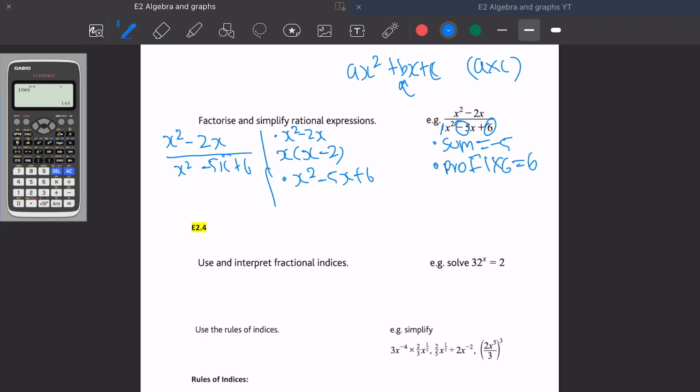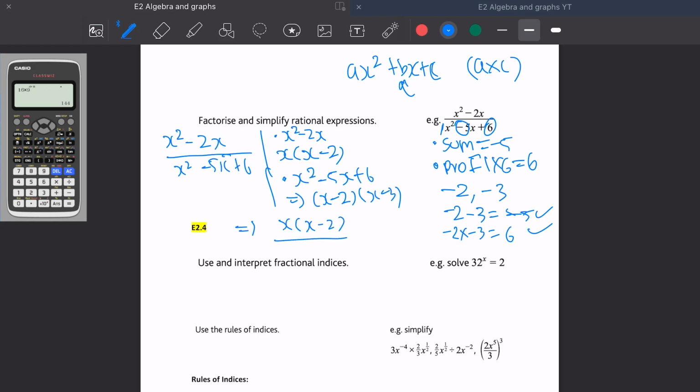Now we have to find two numbers which when multiplied give 6, and when you add them both, you get minus 5. That will be minus 2 and minus 3, because minus 2 minus 3 is minus 5, and minus 2 into minus 3 is 6. So it satisfies both conditions. So the factors become x minus 2 and x minus 3. Then it becomes x into x minus 2 divided by x minus 2 into x minus 3. X minus 2 cancels off, so it becomes x over x minus 3. And that's your final answer.